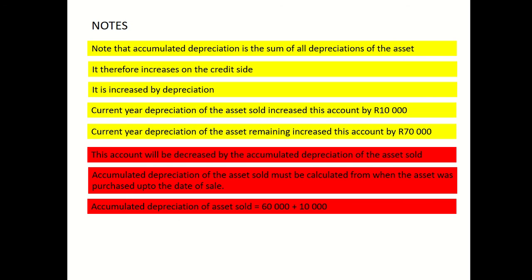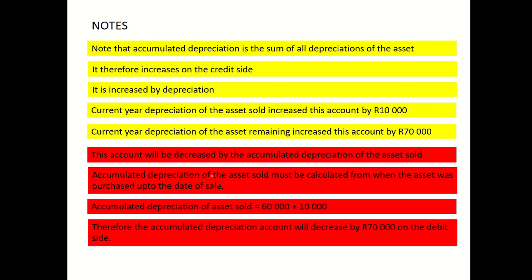Where does this 10,000 rand come from? This is the current financial year depreciation. Alright, we've only used this asset that we sold for 4 months. That's why we got the 10,000 rand. Remember, we need to calculate depreciation from when the asset was purchased. And see that because it's red on red, up to the date it's red on red. Therefore, the accumulated depreciation account will decrease by 70,000 on the debit side.